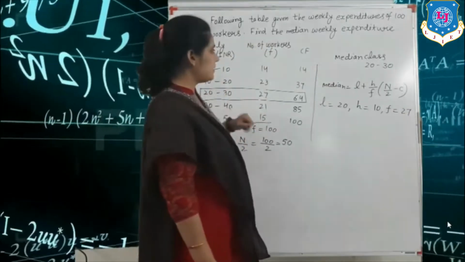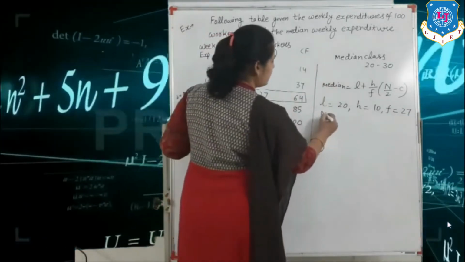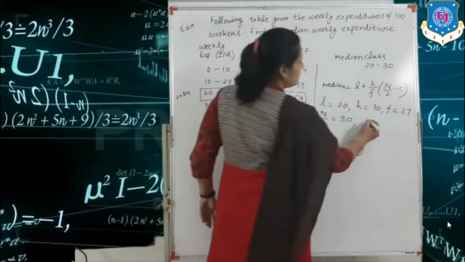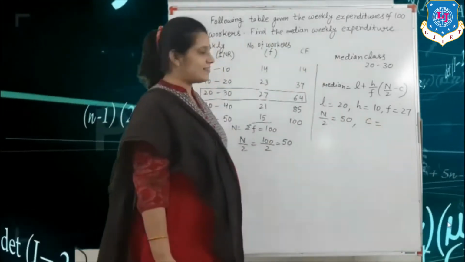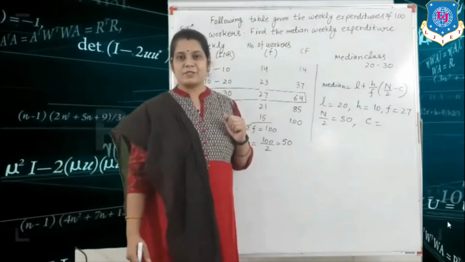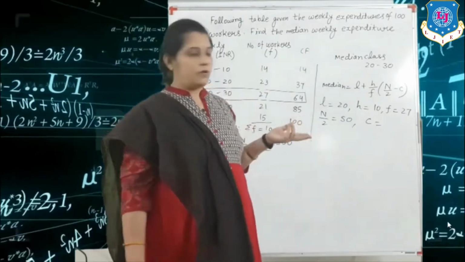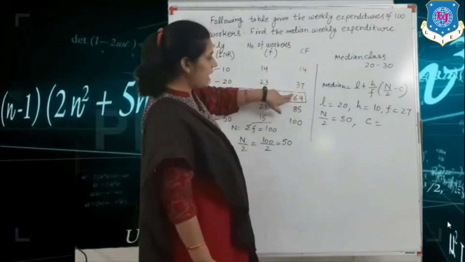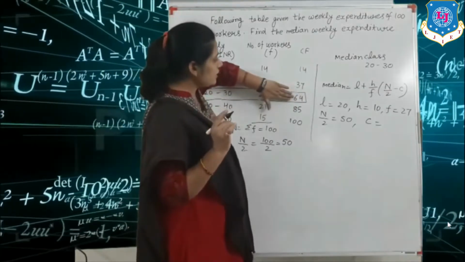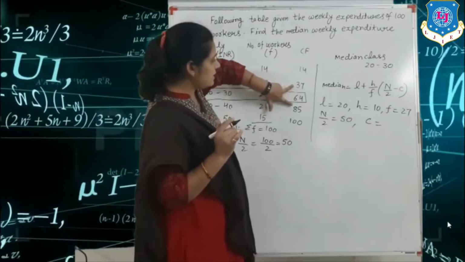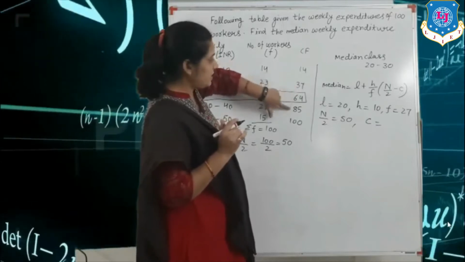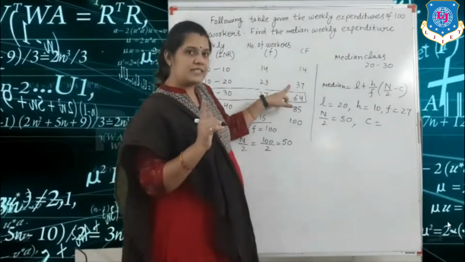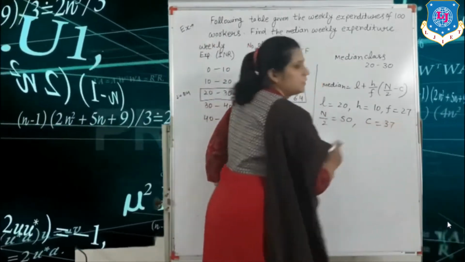Okay. Next one is n by 2. So n by 2 is equal to 50. We have already found here n by 2 is equal to 50. And C is equal to what? This is the less than type of the frequency distribution. So C is equal to what? The preceding value. Okay. So here you check. This is your median class in the CF column. You highlight the 64. So according to this 64, the value just before and just after is what? 37 and 85. Got it? And what is the minimum value? The minimum value is 37. So C is equal to 37.